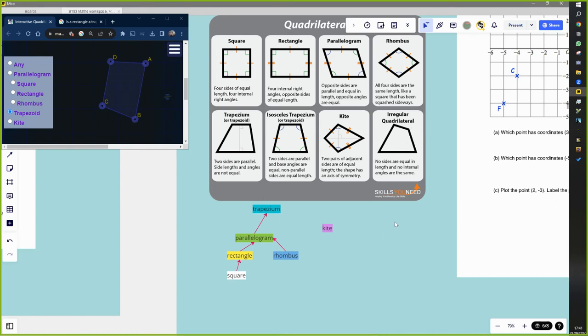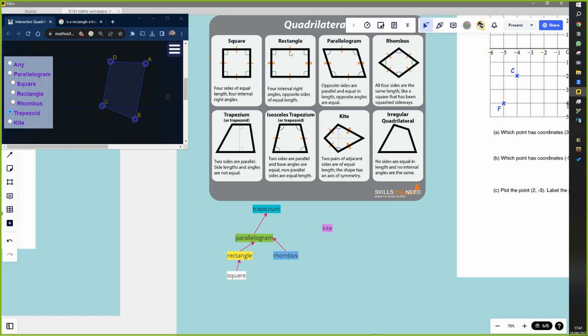Okay, so this is just a little explanation about four-sided shapes and the definitions. When we look at the definitions of certain four-sided shapes, we realize that some of these four-sided shapes fall under the umbrella of another four-sided shape.